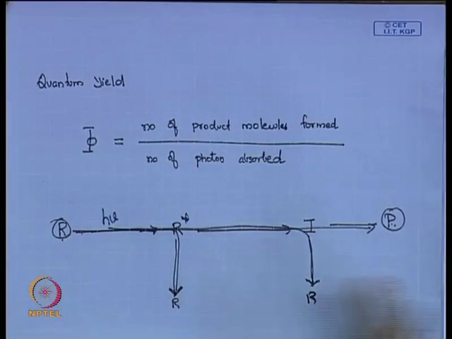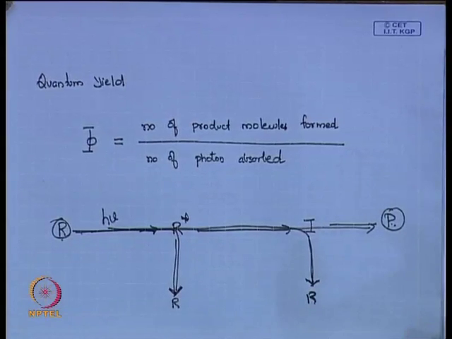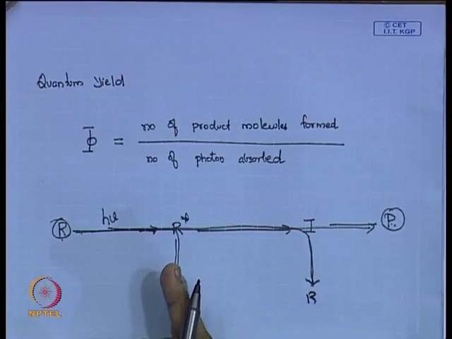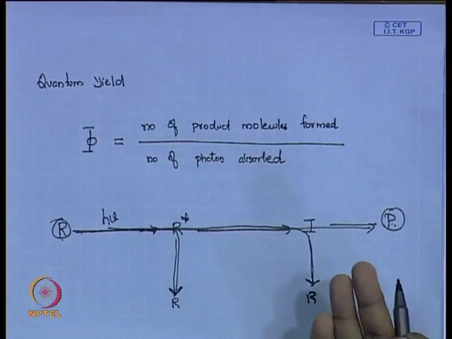So, the reaction might be 100%, all my R is converted to P, that is fine. But if we talk with respect to photon, what happens? Only 0.33 photon has been used for converting R to P, the rest of them has been inefficient.